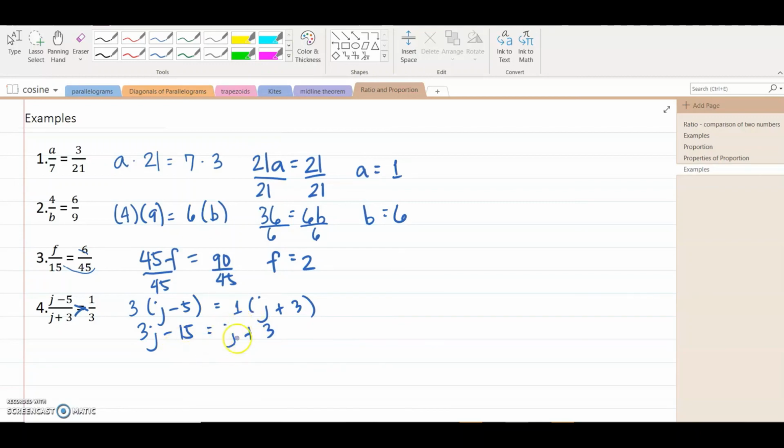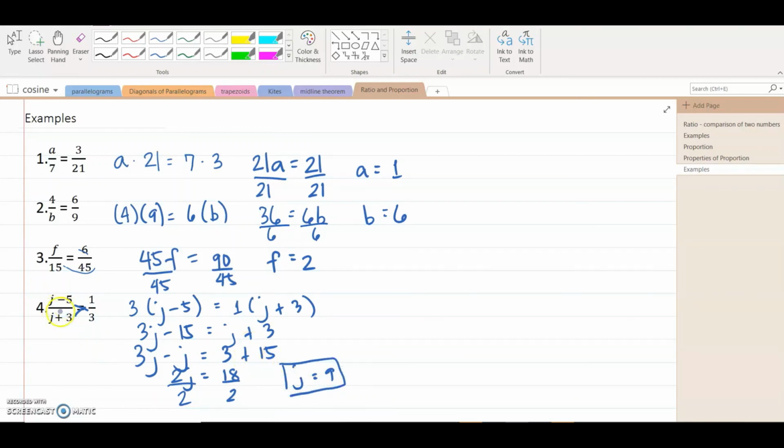And then we just transpose J to the left side. So we have 3J minus J equals 3. And then transpose negative 15, that becomes positive 15. So you have 3J minus J, that is 2J, then 3 plus 15 is 18. And then divide both sides by 2. So the value of J is 9.